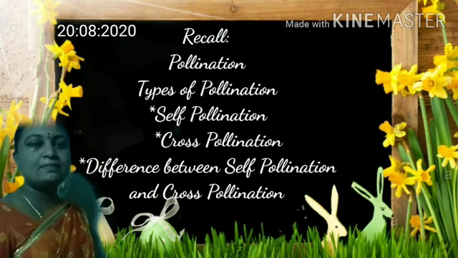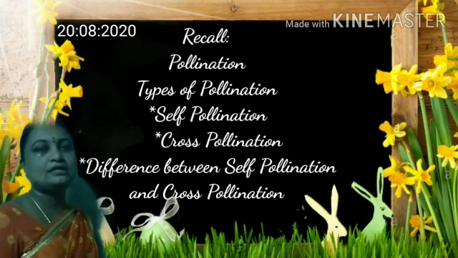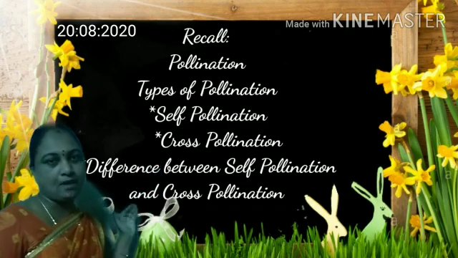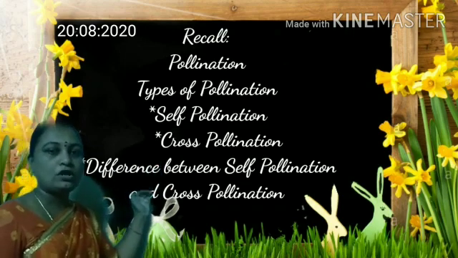Okay, what is meant by pollination? Pollination means transfer of pollen grains from the anther to the stigma. It's called pollination. Okay, what happened to those pollen grains? That we can see today.